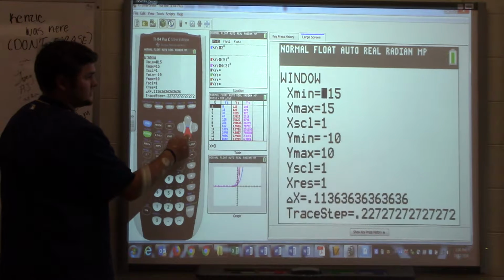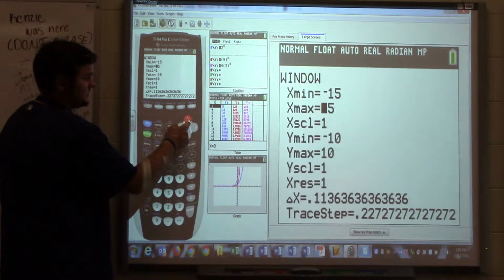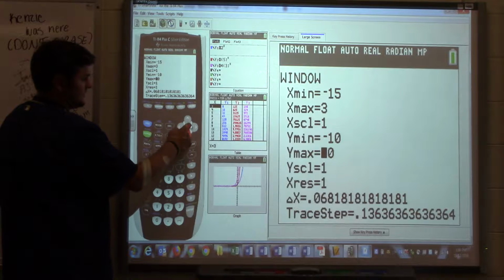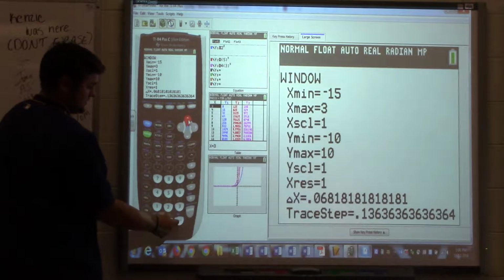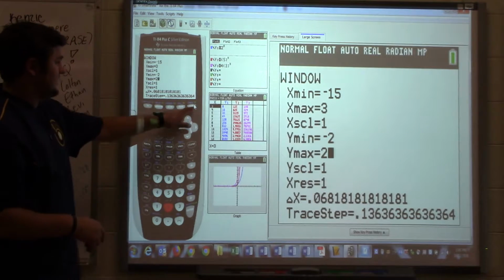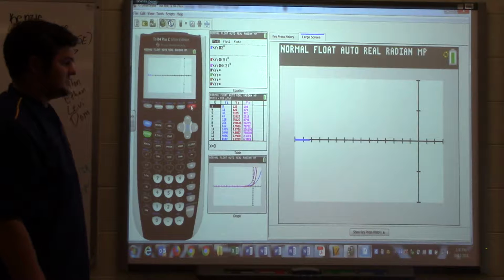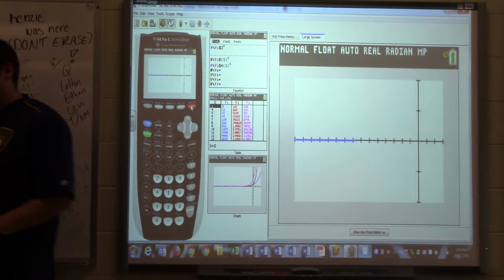So let's get even closer yet. Let's make 3. Let's go -2 and 2. So now let's graph it. I want to get really close to that y-axis. Still not really great, but that's alright, that's fine.